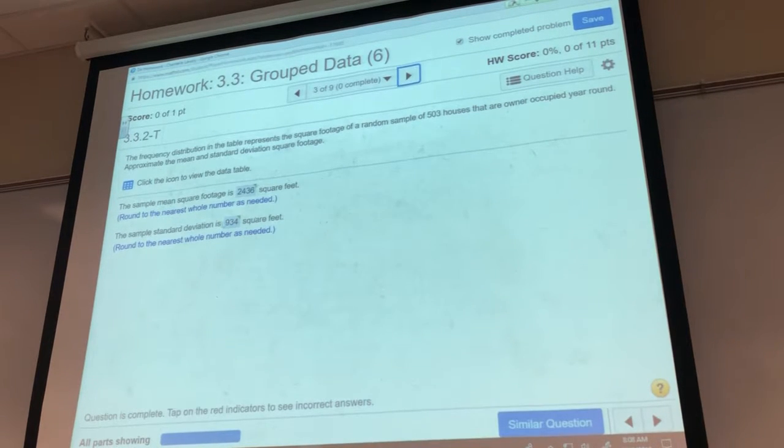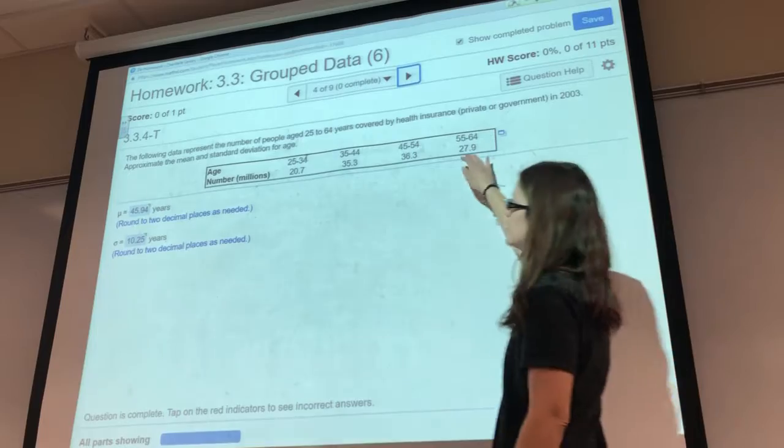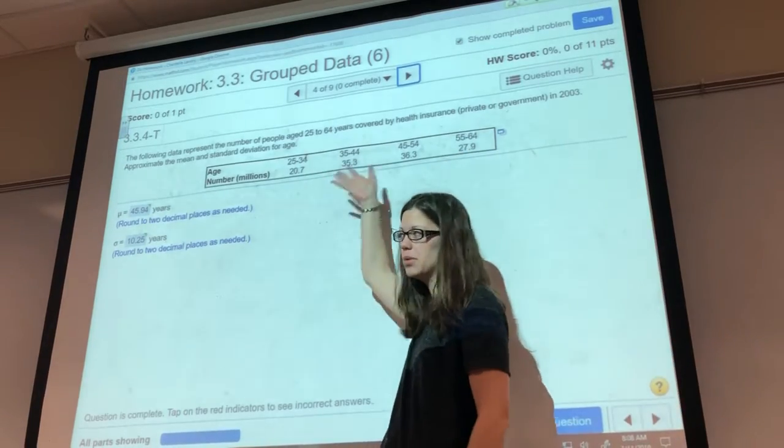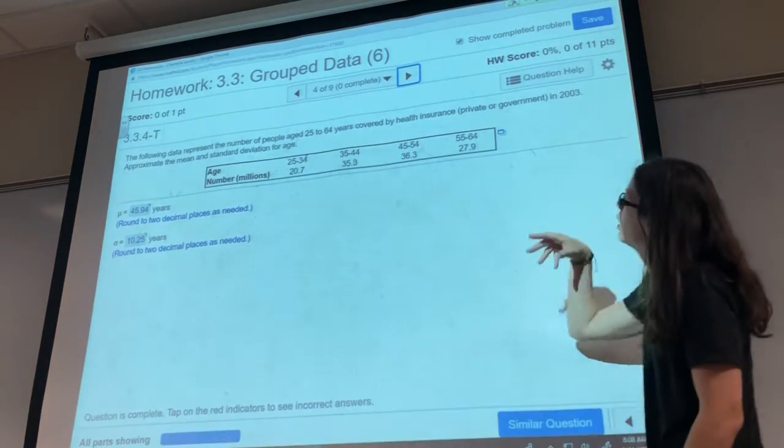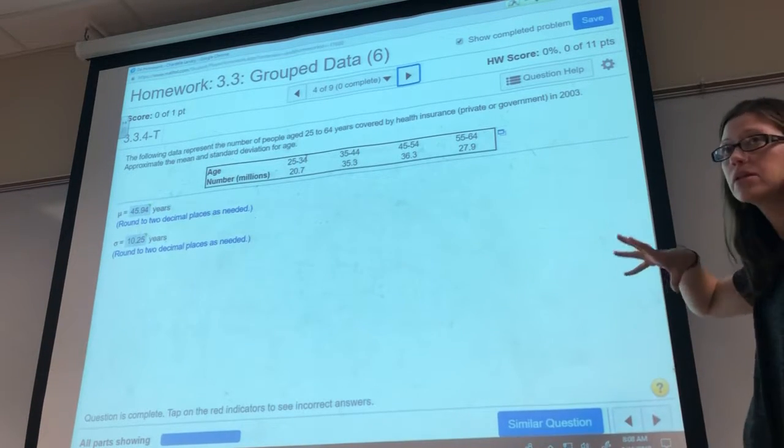So notice on these ones they say sample mean and sample standard deviation. Whenever they say sample standard deviation, just use the S and not the sigma in your calculator. Here for number 4, they give you people who are covered by health insurance. They give you age, and they give you the number in millions. So since it's millions, that's going to be everybody 25 to 64 years. It's millions of people.